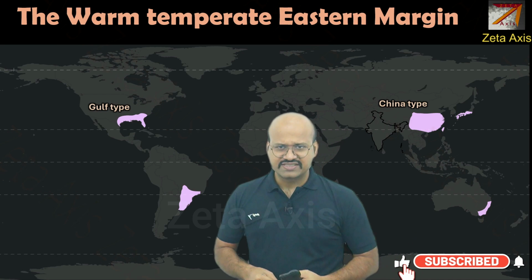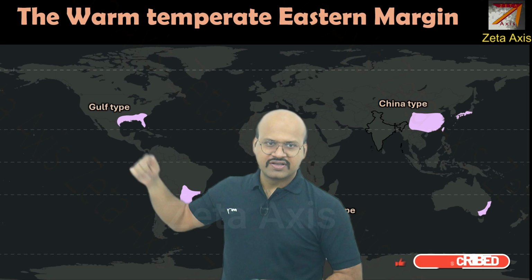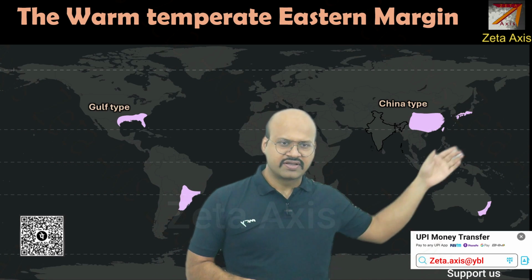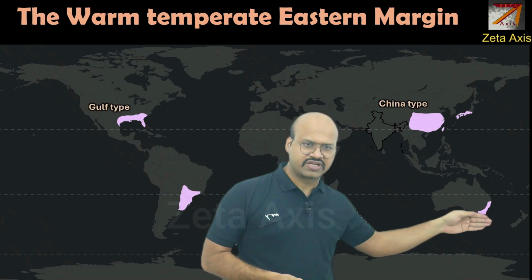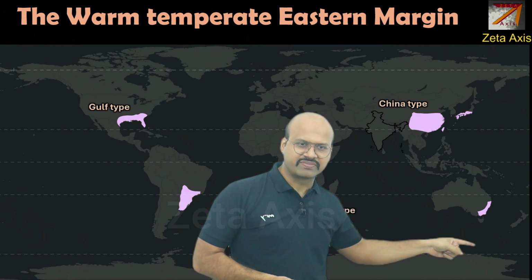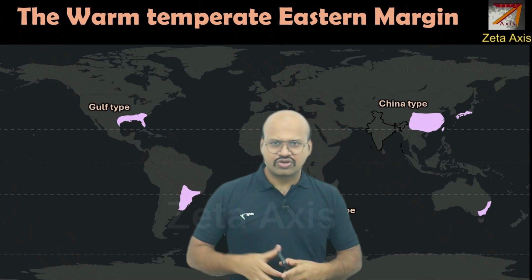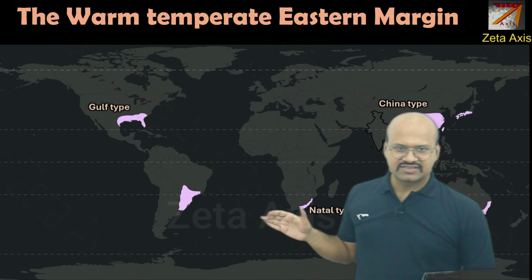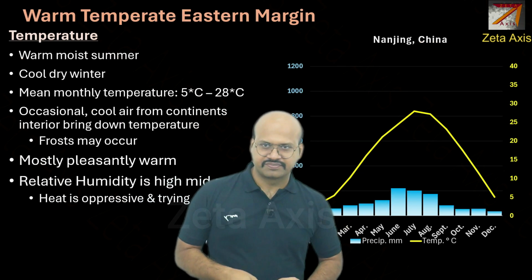So these are the regions. Gulf type climate is found over here. It is China type in the China region and southern Japan. Then we have Australia on the southeastern side. Remember, it is the eastern margin of the continents where we have this Natal type of climate. So this is Gulf type, this is China type, and all these three regions in the southern hemisphere have the Natal type of climate.